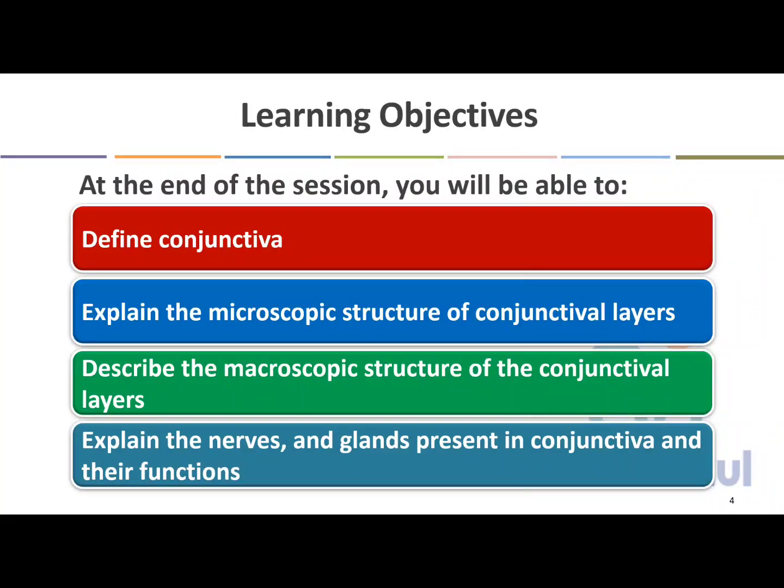Friends, coming to the learning objectives of this session, at the end of this session, you will be able to define the conjunctiva. You will be able to explain the microscopic structure of the conjunctival layers, and you will be able to explain the nerves and the glands present in the conjunctiva and their functions.